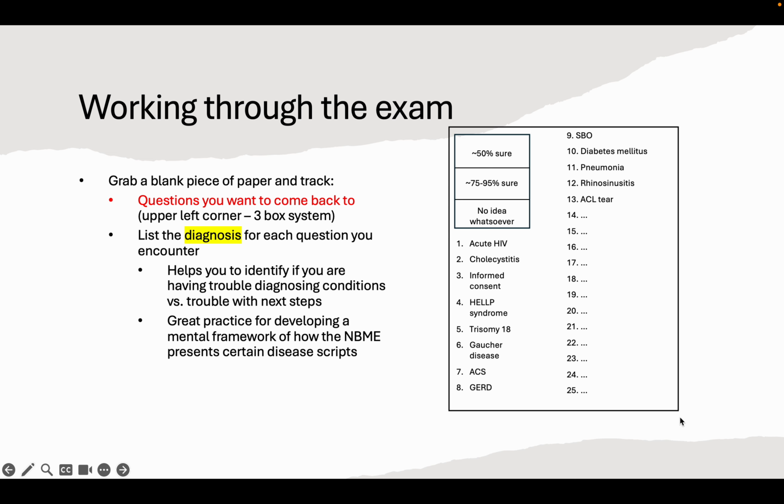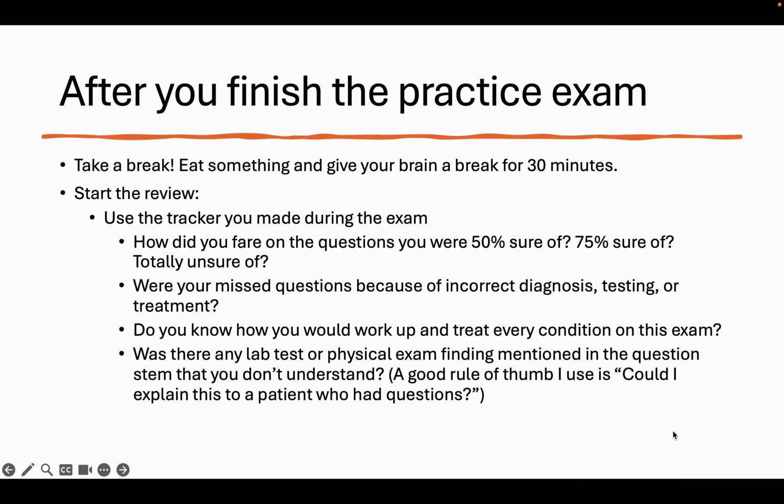Once you get to the end, you're going to take a break. You're going to eat something good. You're going to go do something that's fun and not studying for 30 minutes. So give your brain a chance to cool off and get some food and do something else.